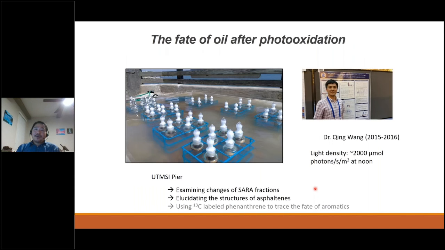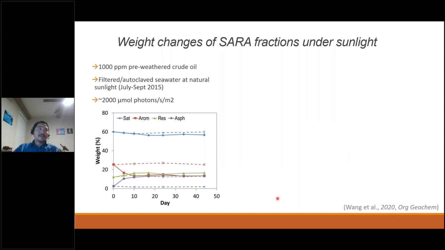So we designed the experiment to look at the fate of the oil after the photo oxidation. This is my visiting scholar, Qing Wang. So we did the experiment. You can see this is from the lab. We have the cross bottle, but this time we focus on the L14 because that's what is being formed after the photo oxidation. We're interested to look at how exactly the oil changes after the photo irradiation or the photo oxidation.